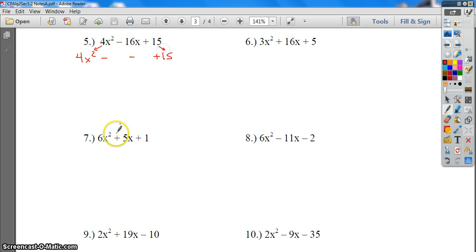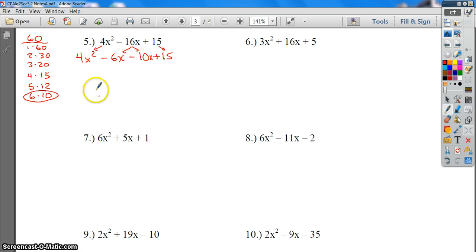Okay. So we're going to do 4 times 15 is 60. A couple numbers that multiply to be 60 are the following. Let's see, 15. 5 times 12. 6 times 10. 7 doesn't, 8 doesn't, 9 doesn't. Finished. So which ones make 16? We got a 6x and we got a 10x.